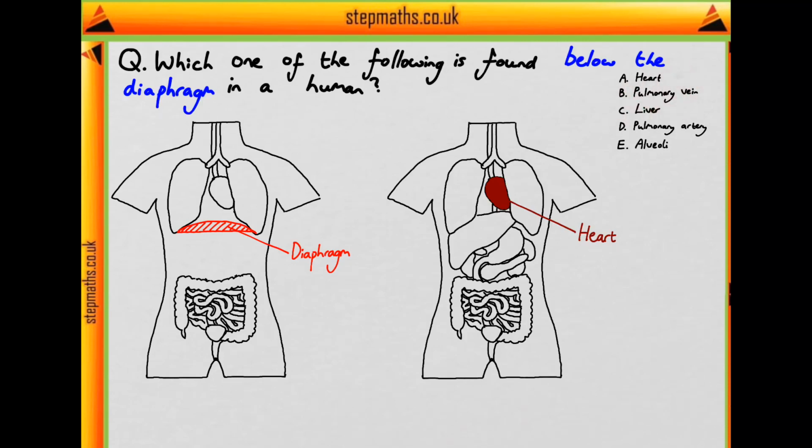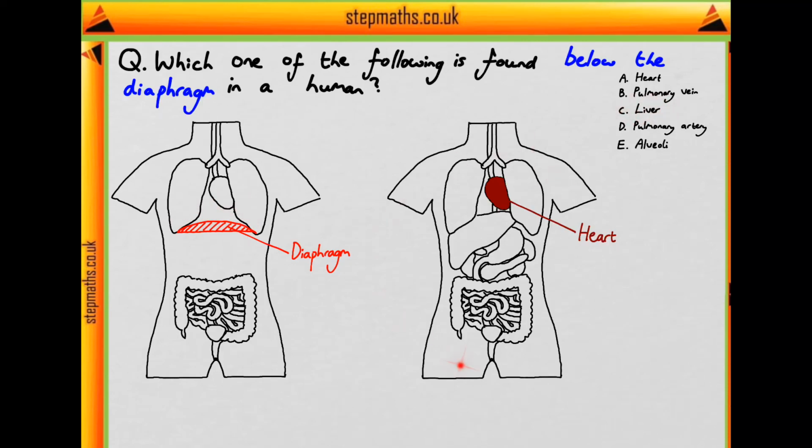Next we have the pulmonary vein. Now what is the pulmonary vein? The pulmonary vein is a vein which transfers oxygenated blood from the lungs to the heart. And so therefore, as it's going between the lungs and the heart, we can see that it'll clearly be above the diaphragm.